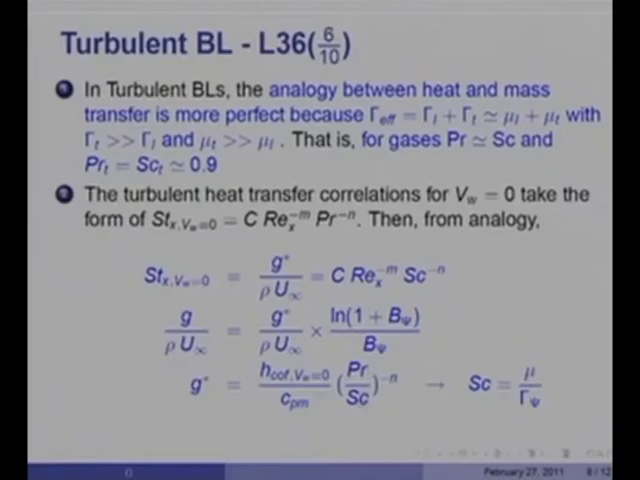If Prandtl number was equal to Schmidt number, then of course, G star would be exactly equal to h of V w equal to 0 by C p m, and Prandtl equal to Schmidt essentially means Lewis number equal to 1. And this part of the result we had already shown in an earlier lecture. So, what this shows is that in turbulent boundary layers you must account for Prandtl number and Schmidt number effects to the power of minus n. Of course, in gases Prandtl and Schmidt are very, very close, but in other cases they may be different. So, this is the way one obtains G star in a turbulent boundary layer from a correlation.